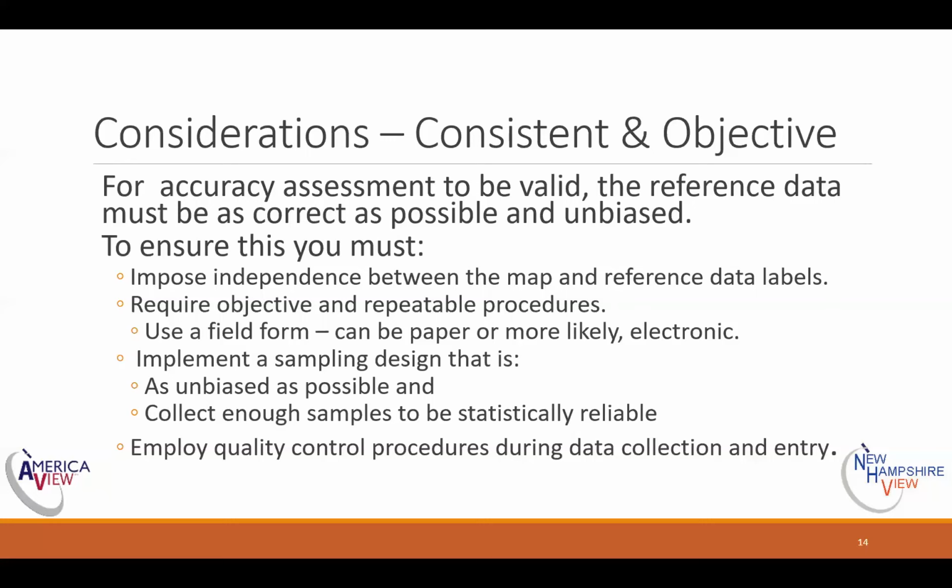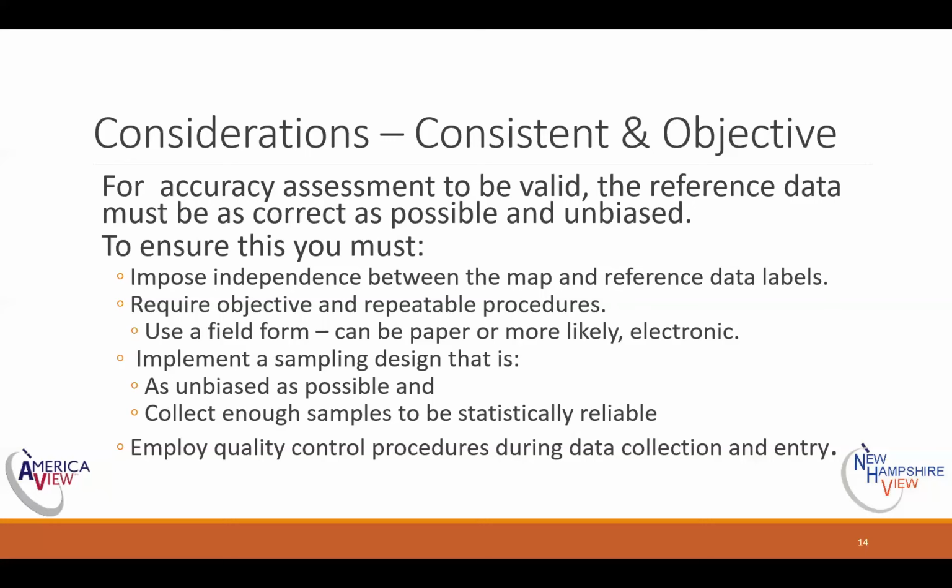Okay. So how do you do this? Well, you want to make sure that there's independence between the map and the reference data, right? You can't look at the map and say, oh, this is forest. Okay, I'm going to go here because it's a forest. Oh, I got that one right. Okay, you can't cheat like that, yes? It has to be independent. The reference data has to be collected with no knowledge of the map at all, okay?